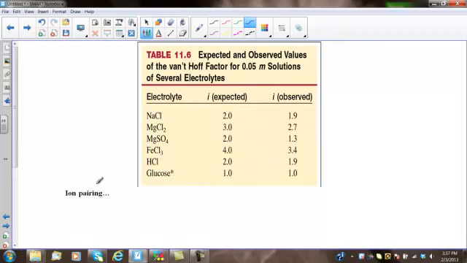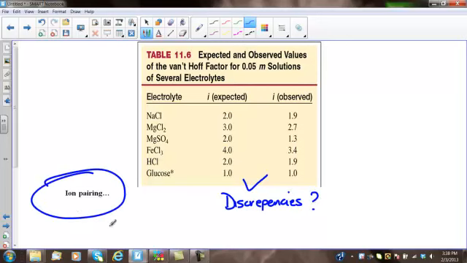Okay, let's talk about the expected and the observed values. I mentioned these earlier on. We look at NaCl, we expect the van 't Hoff factor to be 2, observed is 1.9. MgCl2, it's 3, the observed is 2.7. So, why the discrepancies? Well, I said it earlier on one of the slides. It's because of ion pairing.